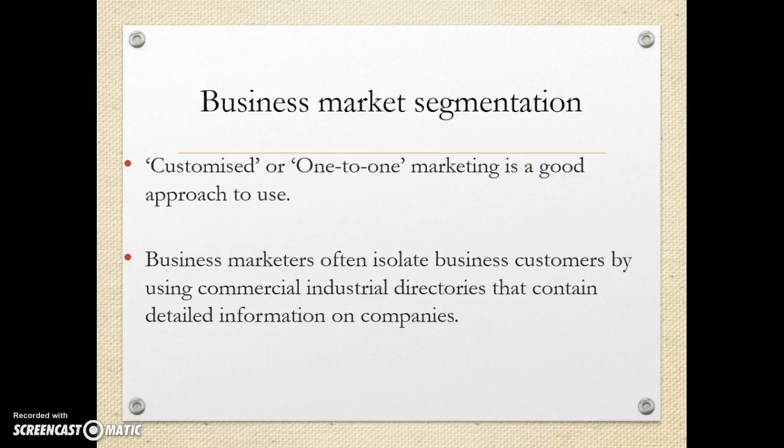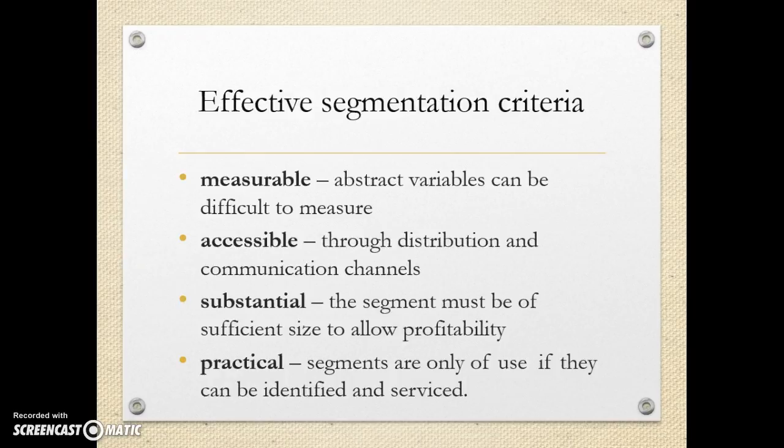We have discussed business markets in Chapter 5. With business market segmentation, you'll often see more customized and one-to-one marketing because of those relationships we also mentioned. And these are the criteria again for effective segmentation: measurable, accessible, substantial, and practical.